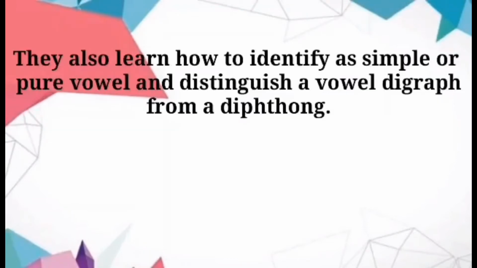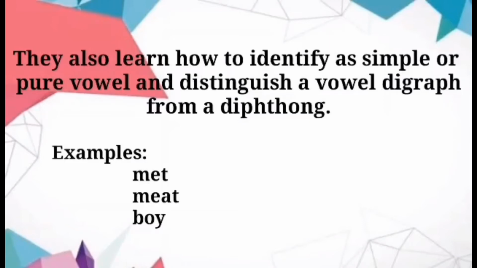They also learn how to identify a simple or pure vowel and distinguish a vowel digraph from a diphthong. For example, met, a pure simple vowel, one letter, one sound. Meet, a vowel digraph, two letters, only one sound. Boy, a diphthong, a combination of a pure vowel and a semi-vowel.